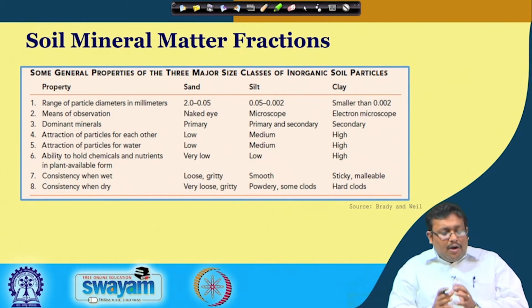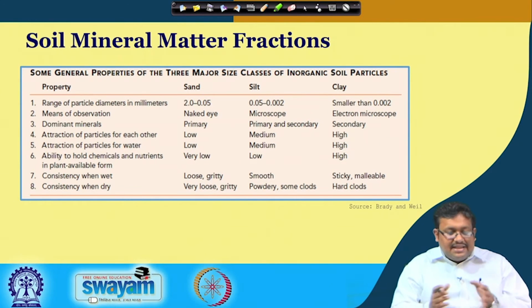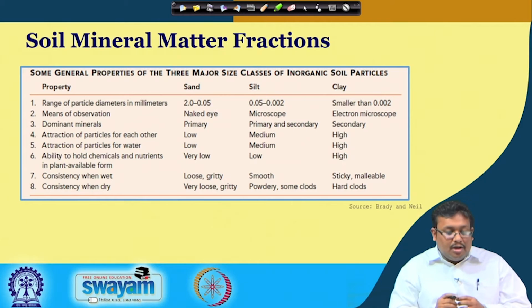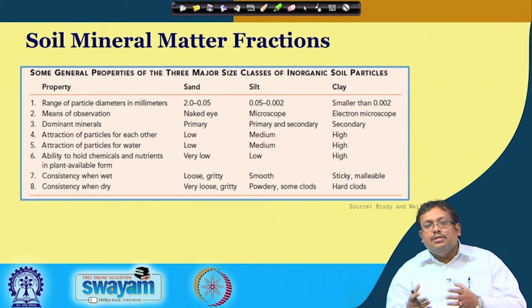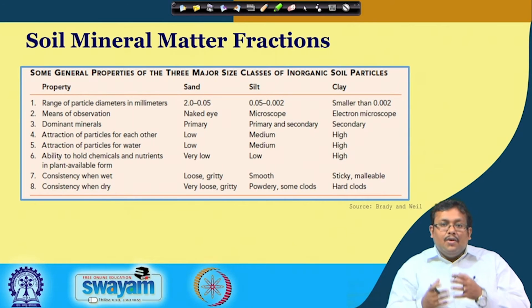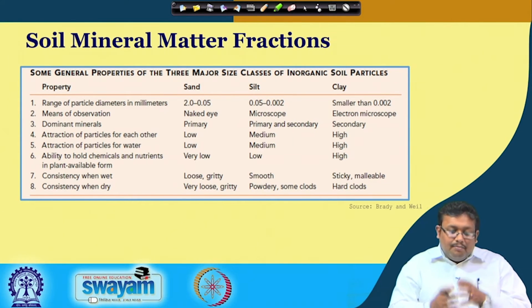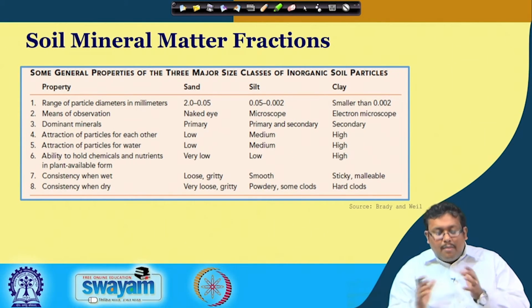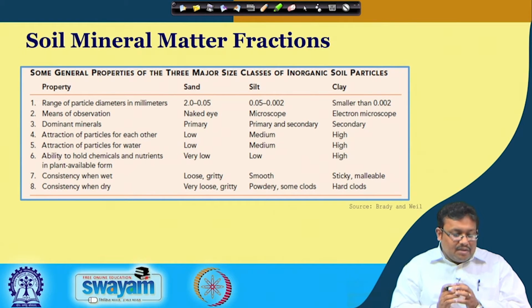Now, regarding the ability to hold chemicals and nutrients in plant-available form, you will see that sand has a very low water, chemical and nutrient holding capacity, whereas clay has a very high water and nutrient holding capacity in plant-available form, whereas silt has a medium or low water holding capacity.